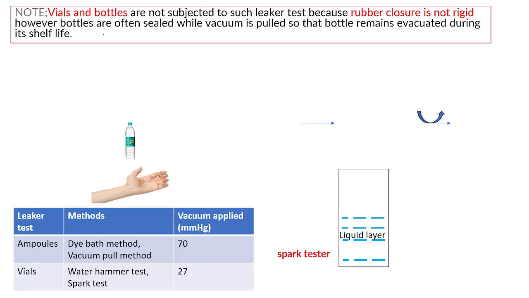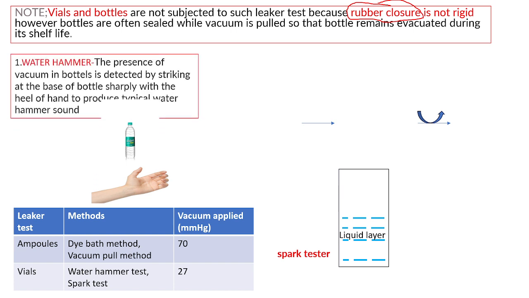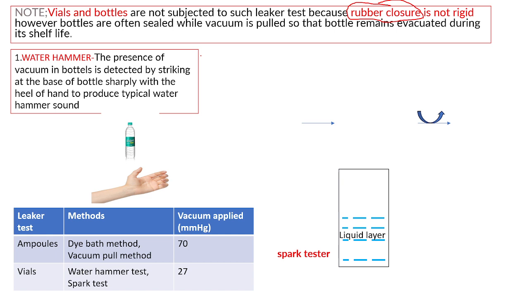Next, vials and bottles. For vials and bottles we cannot perform the leakage test because they have a rubber closure. This rubber is not a rigid one, hence we cannot perform the leakage test. So vials and bottles can be tested by two kinds of tests. One is the water hammer test, and another is the spark probe test.